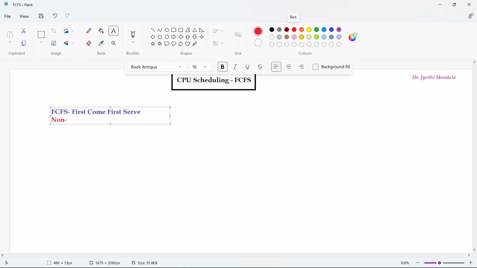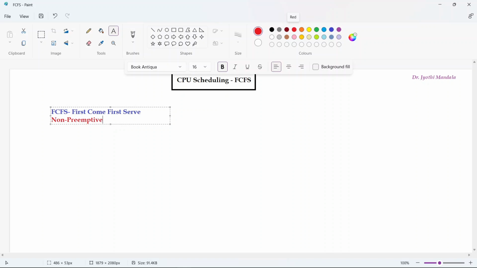This is very important. Non-preemptive is nothing but, once a process has been sent to the running state, until and unless the process finishes its execution, it cannot release the CPU. That means the CPU cannot switch to another process. That is called a non-preemptive scheduling algorithm. So FCFS comes under that category.